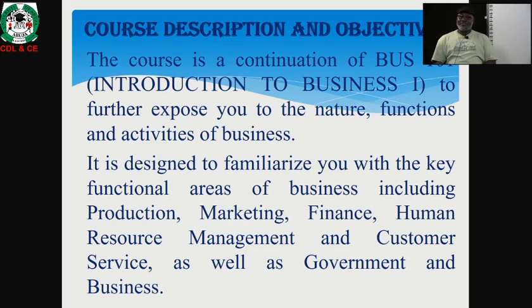By way of description and objective of this course, as we all know, during our first semester we had Introduction to Business 1, that's BUZZ 101. BUZZ 102 is an extension of BUZZ 101, and it is intended to expose you to the nature, functions, and activities of business. It is designed to familiarize you with key functional areas of business, including production, marketing, finance, human resource management, customer service, and government and the business.